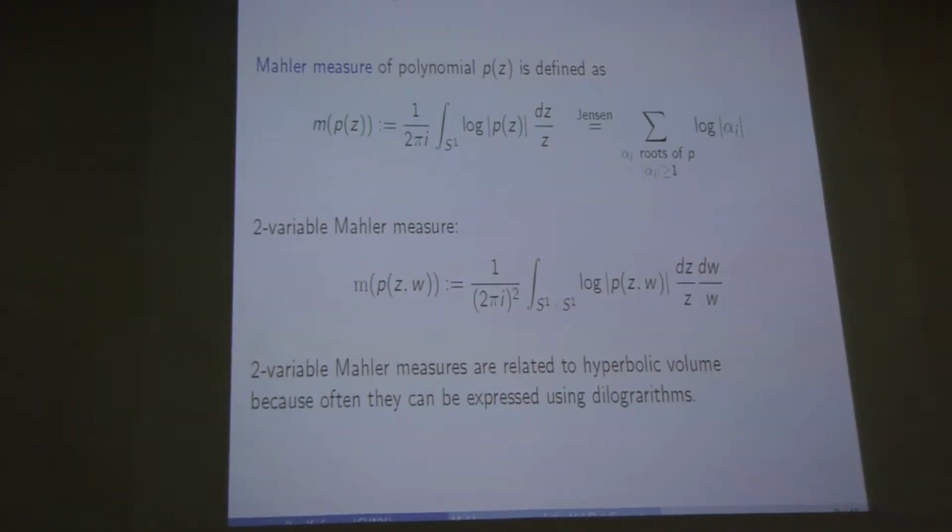The two variable Mahler measures are related to hyperbolic volume because they can often be expressed using logarithms. I'll talk about that also later. By the way, you can approximate a two variable Mahler measure numerically as much as you like. There are all kinds of theorems about approximations, but it's the exact computation that's open.